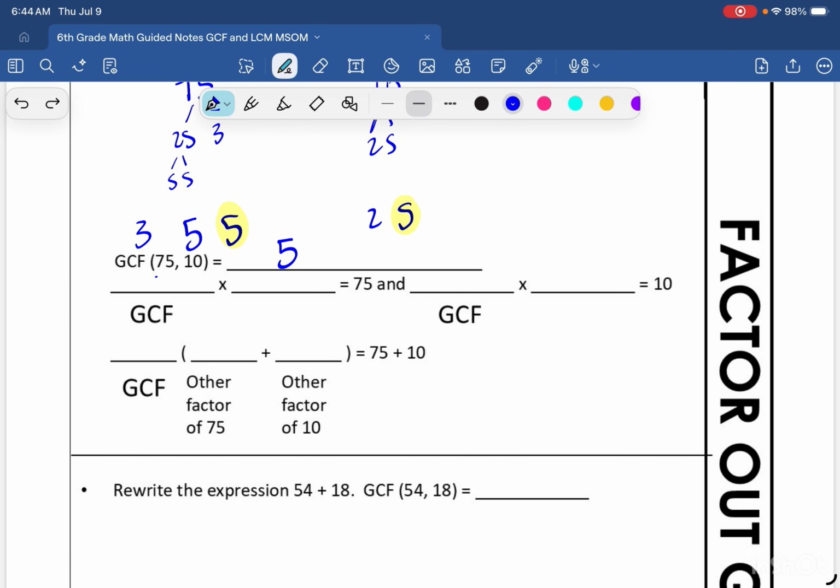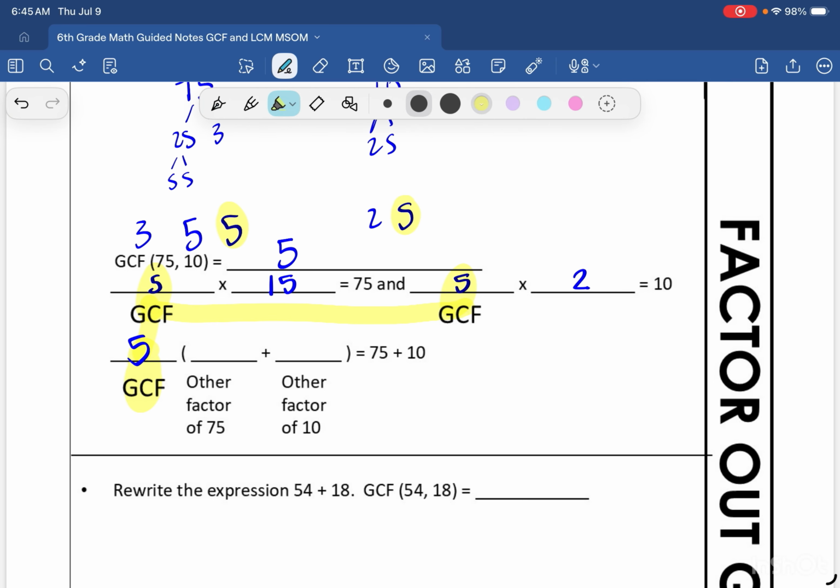So my greatest common factor is 5. 5 times what is 75? 5 times 15 is 75. And then 5, my greatest common factor, times 2 is 10. So my greatest common factor is 5. We're going to combine that and write it right here. So greatest common factor is 5.